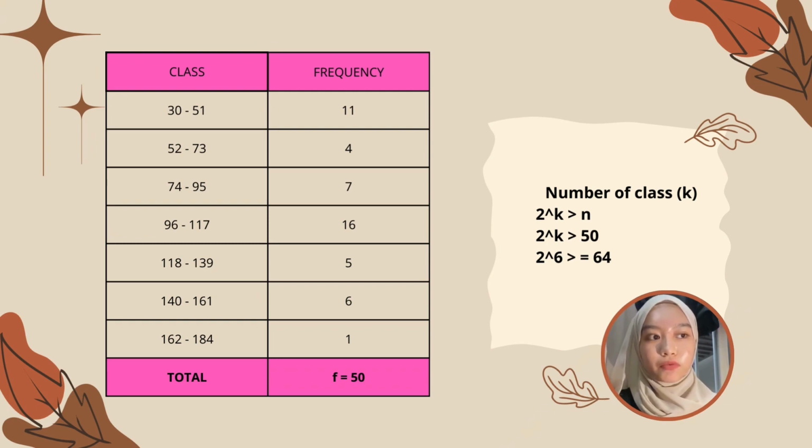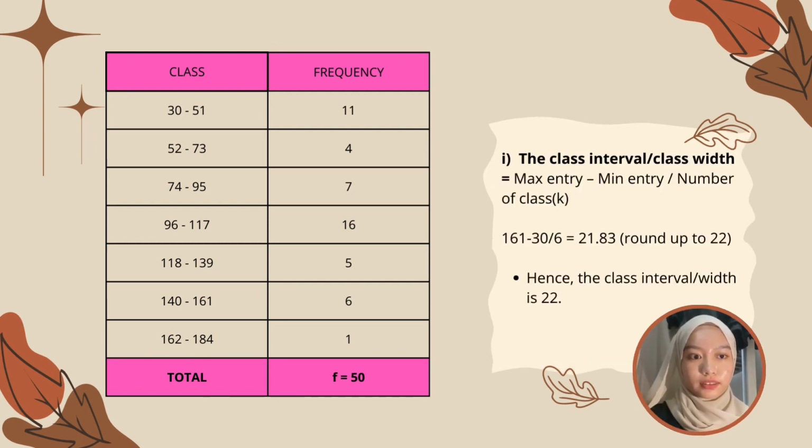First step, we must find the number of classes, k. How to find the class k is 2 to the power k must be bigger than 50. So 2 to the power 6 is bigger than 50, which is 64. So the number of classes k is 6. Second step is the class interval, which we can find by maximum minus minimum entry divided by the number of classes. So 161 minus 30 divided by 6 equals 21.83, round up to 22. So the class size is 22.